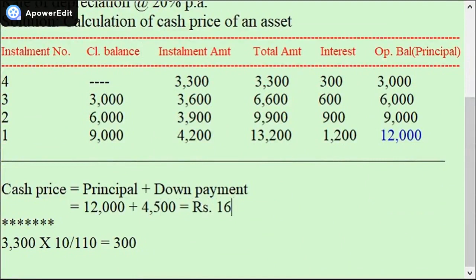So your cash price for the asset is 16,500. Let's go to question number 5.